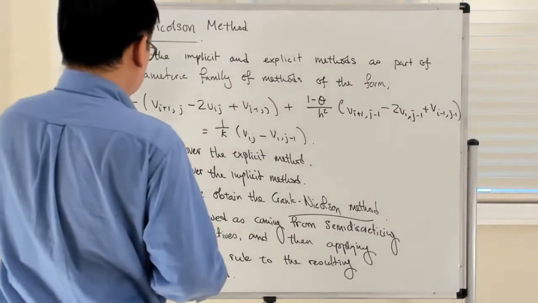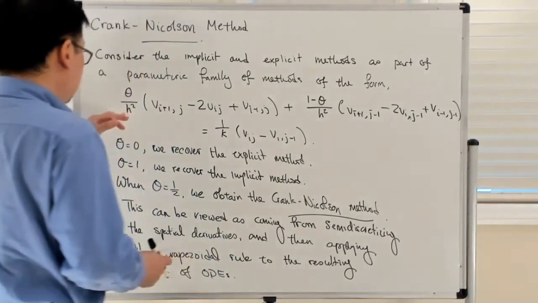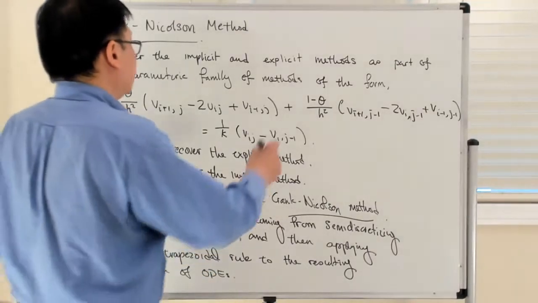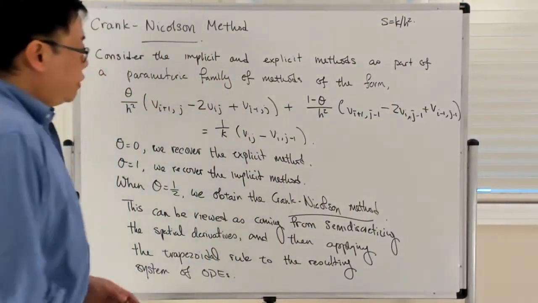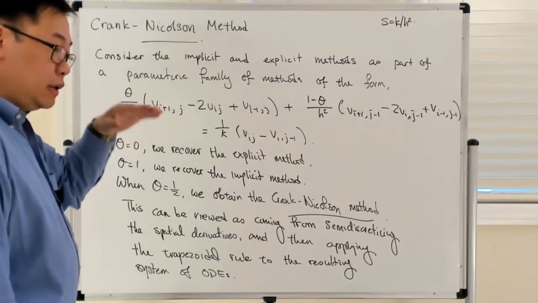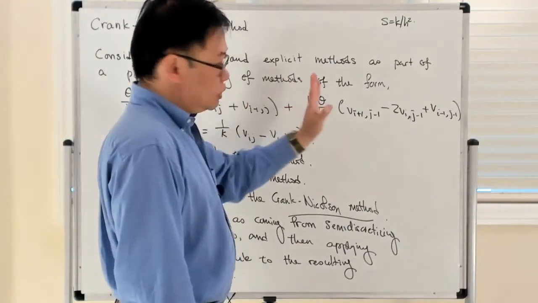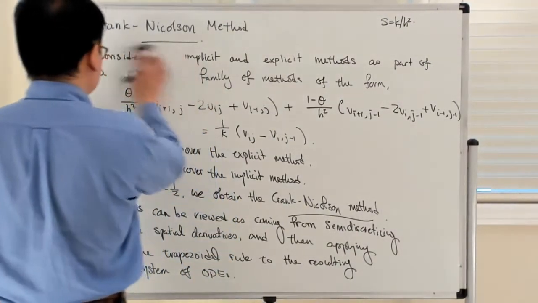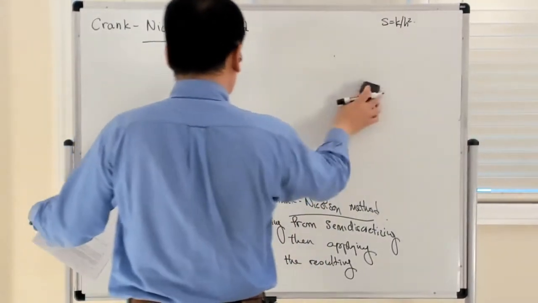So let me write this formula down, as we have done before, in terms of this S parameter, which is k divided by h squared, right? So S equals k divided by h squared as before. And then what we're going to do is put all the values of v corresponding to time slice j on the left hand side, and all the values corresponding to time slice j minus 1 on the right hand side. Okay, so that's what we're going to do next.